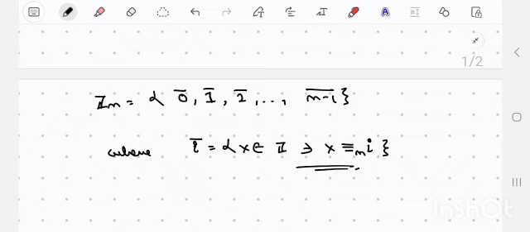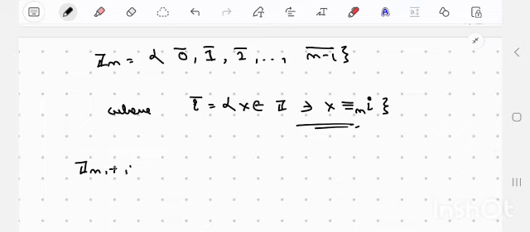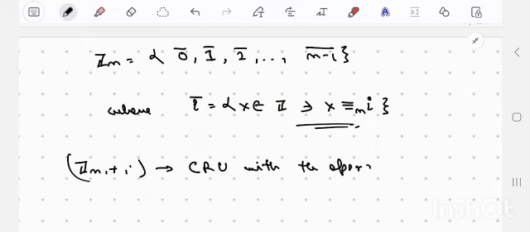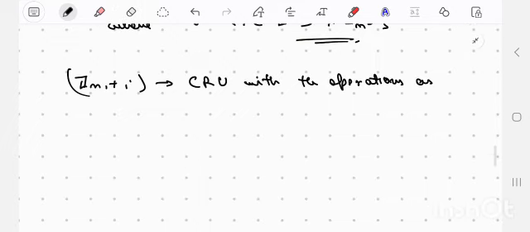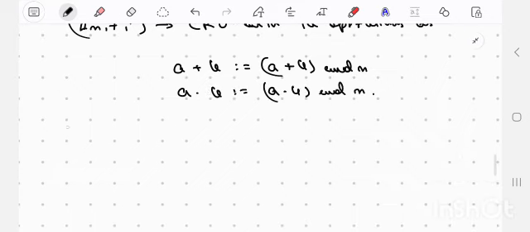Fine. We can obviously do this because there are only finitely many possibilities for the remainders of all these integers, right? So this is usually defined as Zn, something which we already know. This Zn, in fact, forms a commutative ring with unity with the operations as follows: a plus b is defined to be a plus b modulo n, and the multiplication is defined as a times b modulo n. Fine. Let us solve an example.